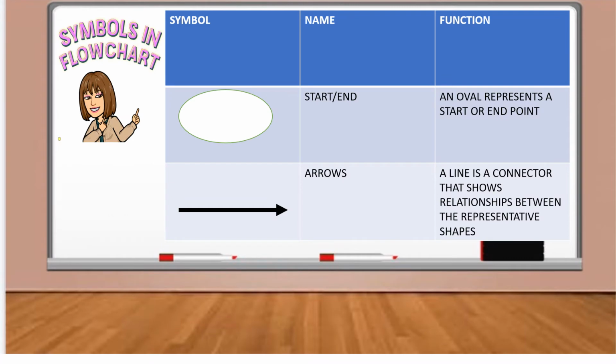Let us learn the symbols in a flowchart. Oval, the name is start or end. The function is it is an oval, represents a start or end point of the program. Arrow symbol. The name is arrows. Its function, it is a line that is a connector that shows the relationship between the representative shapes.